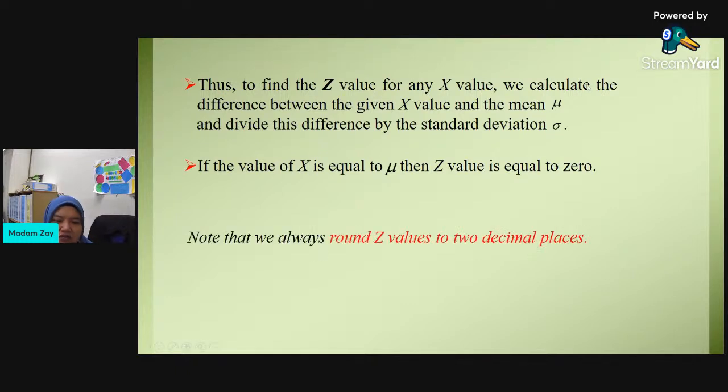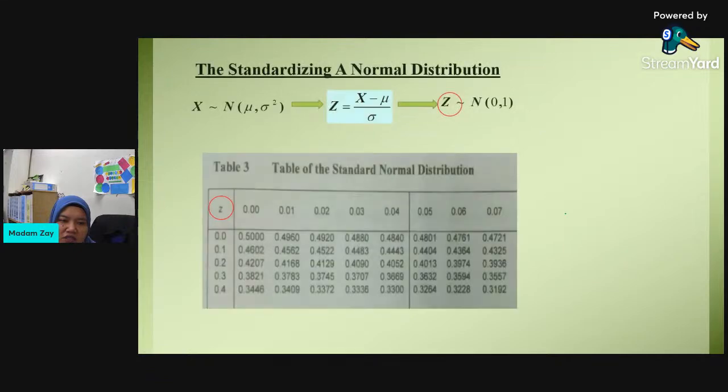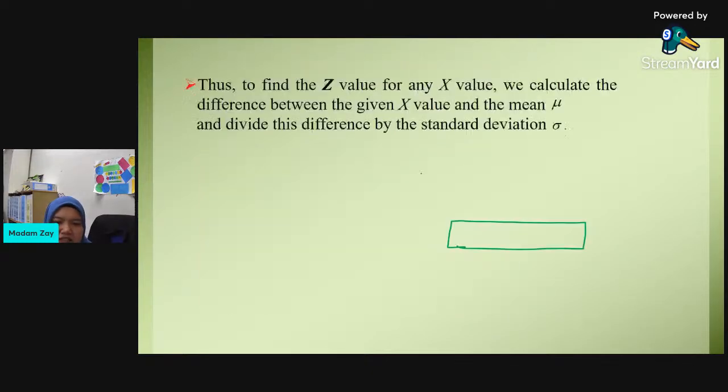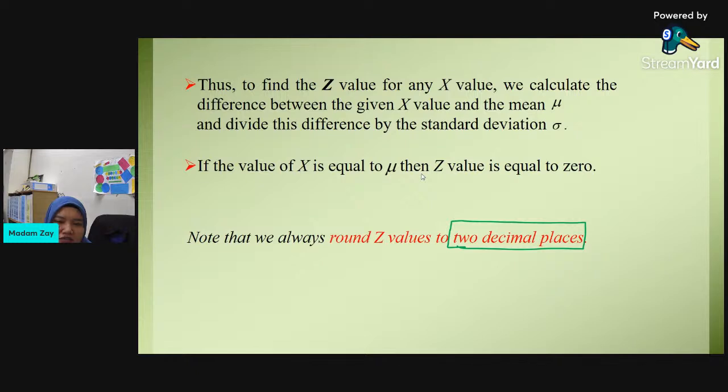Note that we always round off the Z value to 2 decimal places. Kenapa? Sebab dalam table pun ada 2 decimal places je. Kan tadi kita tengok table tadi tu. Kita hanya ada sampai 2 decimal places. Maksudnya 0.1 boleh sampai 7, sampai 9. Tak boleh lagi 0.111. Okay, so kita ada 2 decimal places saja. So, bila you kira nilai Z tu, kita terus round off ke 2 titik perpuluhan.